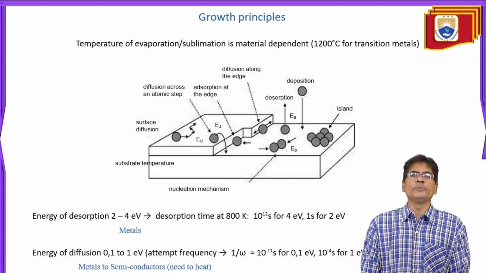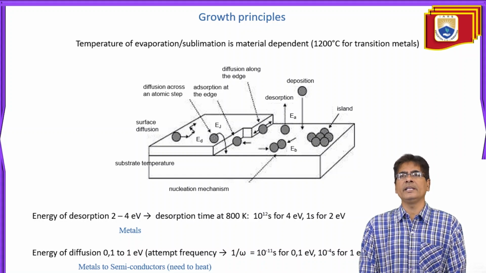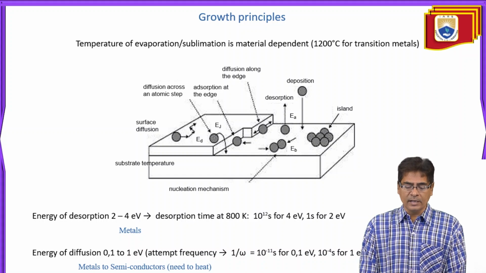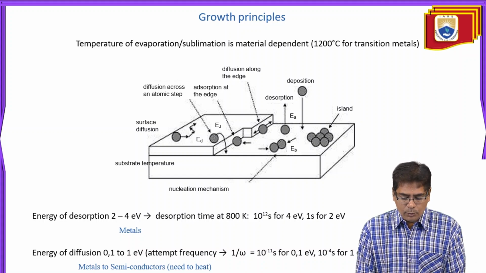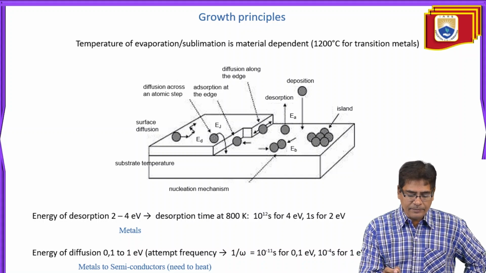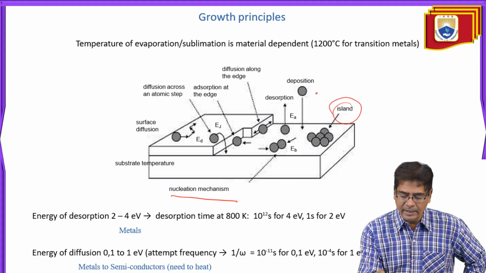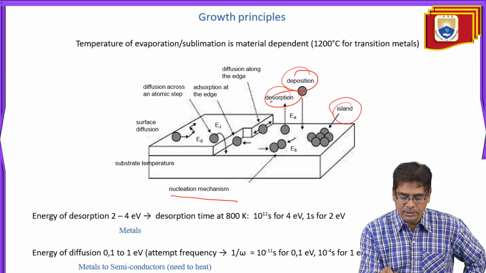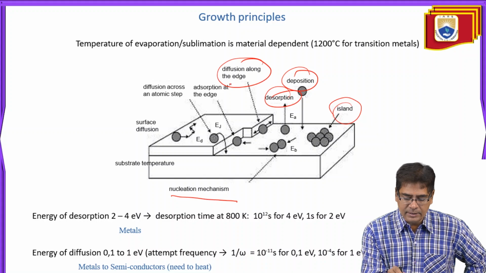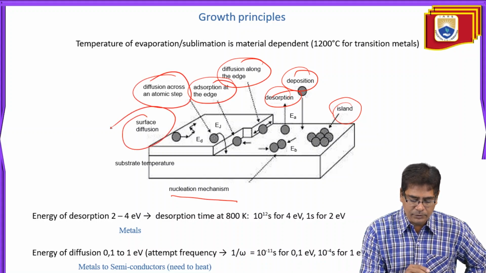So how do the growth principles work? The temperature of evaporation or sublimation is material dependent, that is, 1200 degrees centigrade for transition metals. Then we have the nucleation mechanism. You can see a figure here. This is your substrate temperature, and this is your nucleation mechanism. We have the group of islands, and we have deposition, dissociation, diffusion along the edge, absorption at the edge, and diffusion across an atomic step, and surface diffusion.